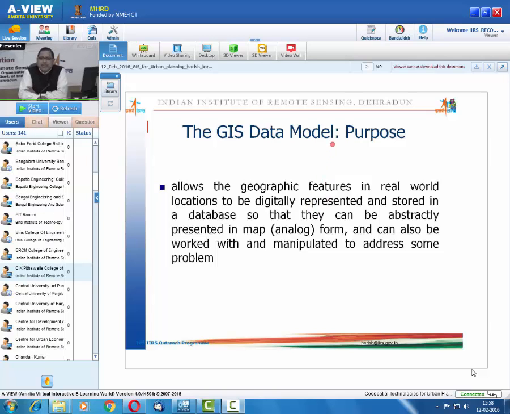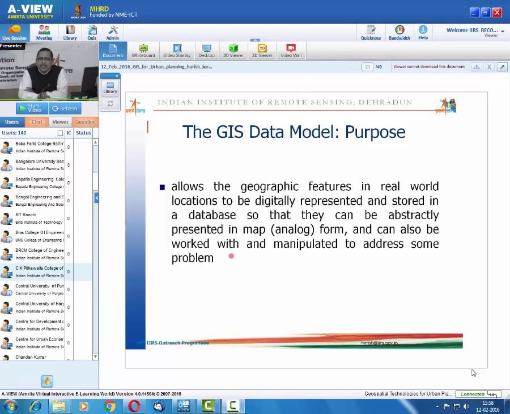And this data model, as I explained in the beginning itself, we studied about the abstract representation of the reality, and the basic purpose of this model is that it allows the geography feature in a real world location to be digitally represented and stored in the database, so that they can be abstractly presented in the form of the map, and can also be worked with and manipulated to address some of the problems related to geography.